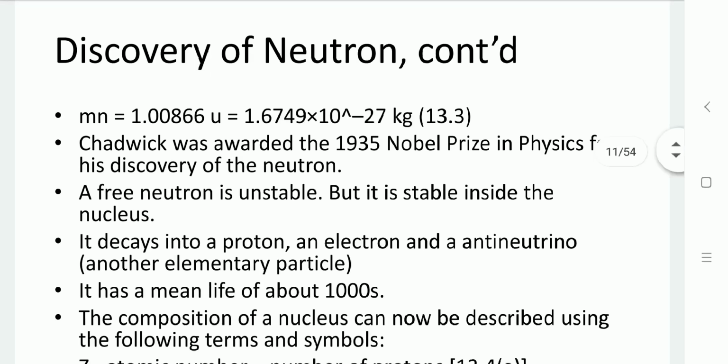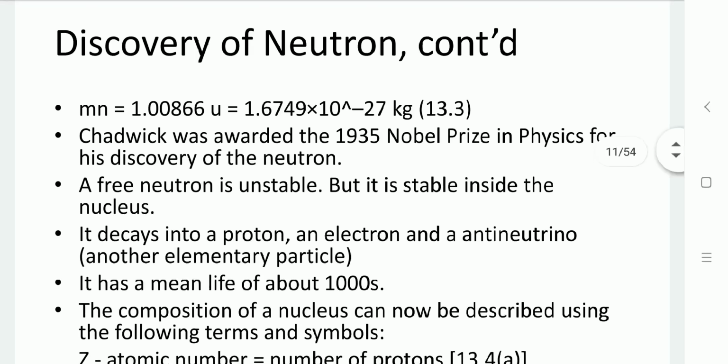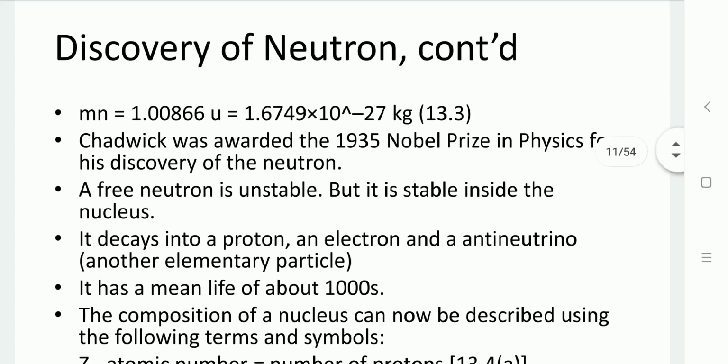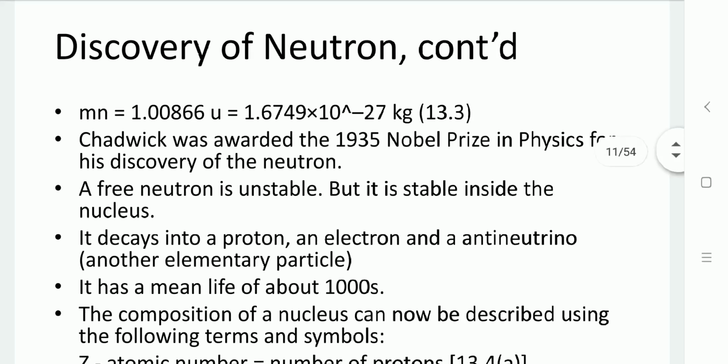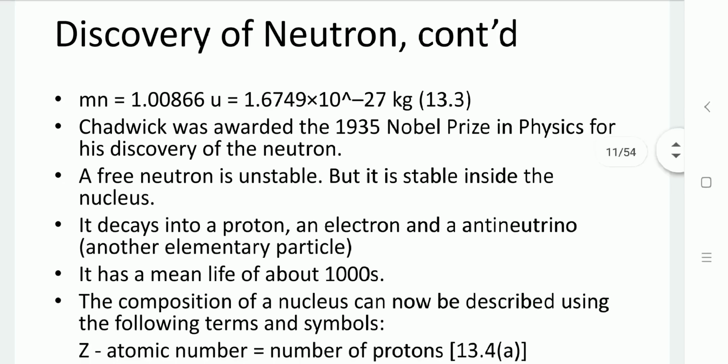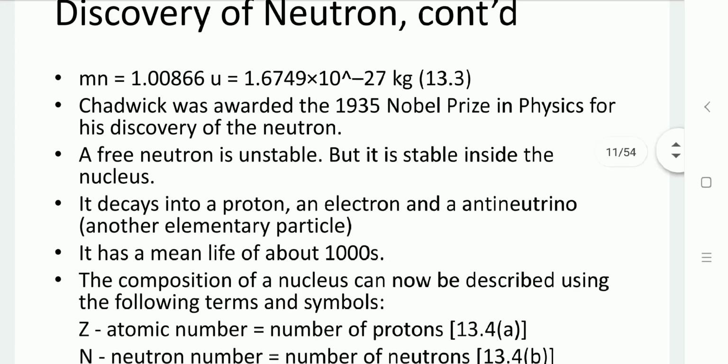If the neutron is bound in the nucleus, it is stable, but while it is free, it is unstable. In the free state, it decays into a proton, an electron and an antineutrino. Based on this decay, its mean life is generally in the range of 1000 seconds.